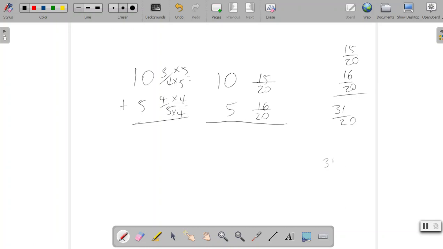So I take my numerator and put it inside the bracket. I take my denominator and put it outside the bracket. 20 goes into 31 once with 11 left over. So that gives me 1 and 11 over 20. The 11 over 20 goes in the fractional place. The 1 carries. 10 plus 5 is 15, plus the 1 that drops down is 16.